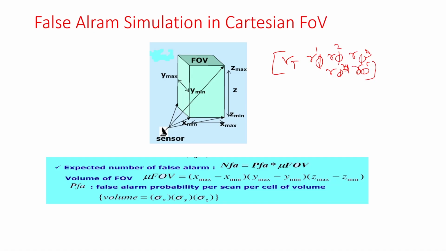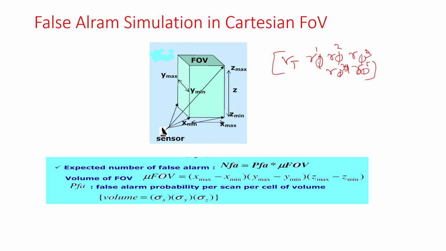With this, I started the false alarm simulation in the last class. As I told, a false alarm means a fictitious target. There is no target, but you still get some measurements. This is called a false alarm. We discussed false alarms enough in the last class, so in this class we will see how to simulate them along with your valid target in the total measurement set.